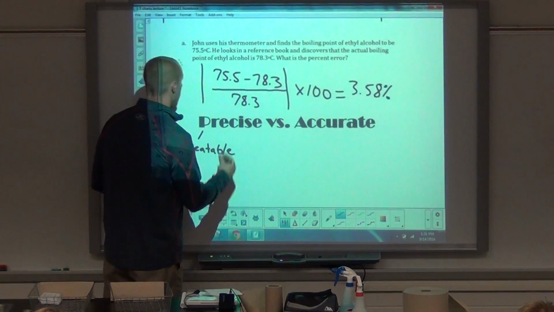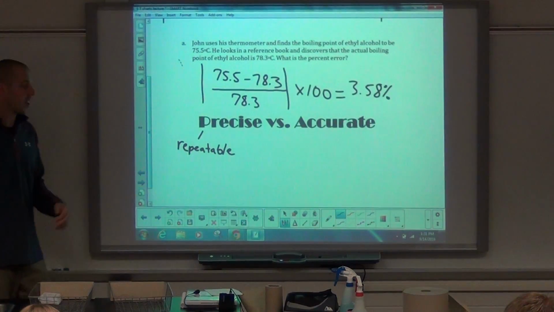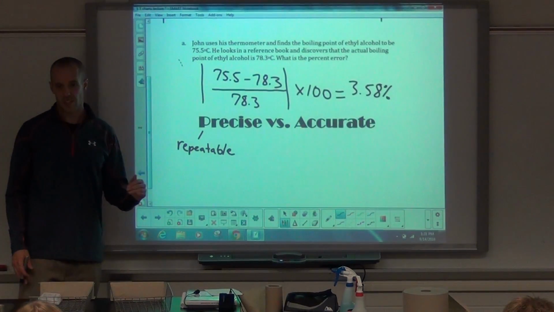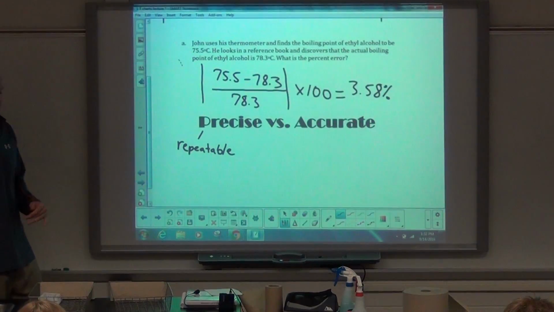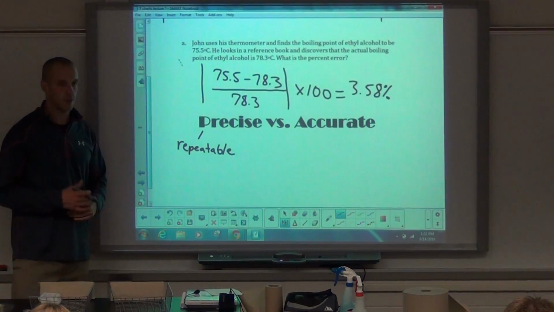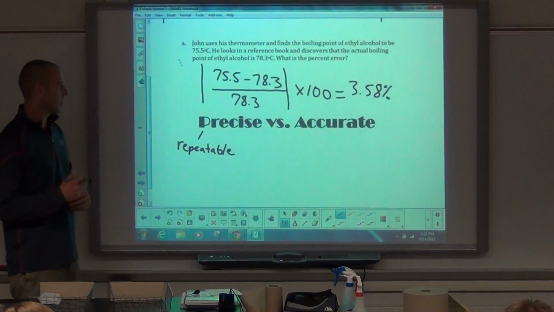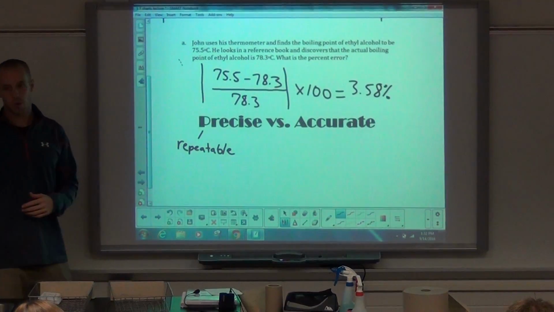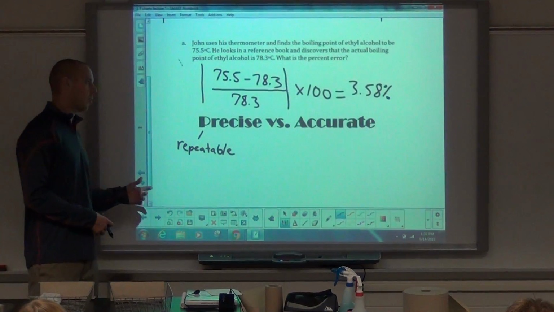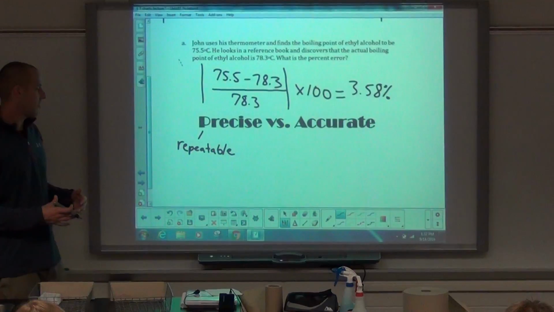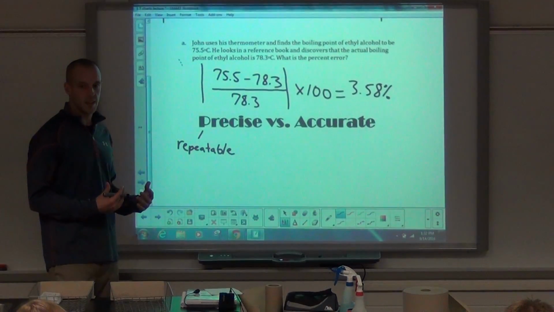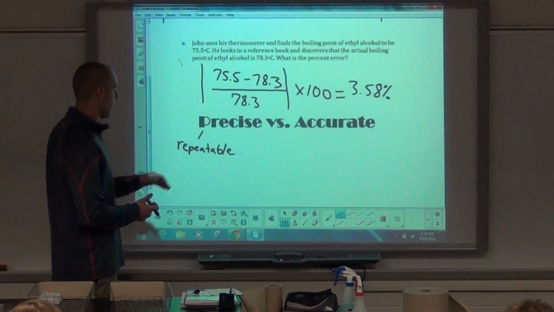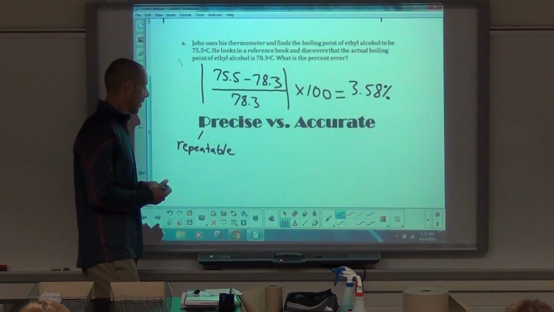So for example, if John's precise, he's going to get right around 75.5 every single time he does this experiment. So let's say he does 75.5. Usually you do things in sets of 3. So let's say he does it again, and now he gets 75.4. Next time, he gets 75.5 again, maybe. He's very, very precise. He's getting the same thing, or close to the same thing, each time. It's very repeatable. Okay?